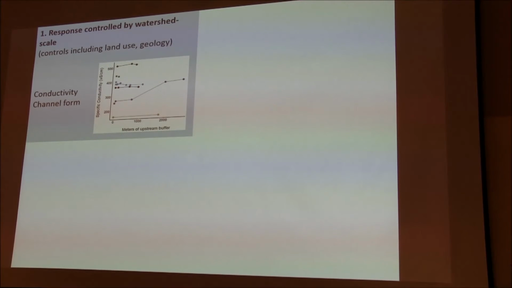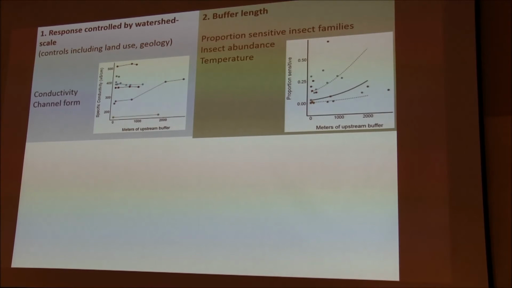So to pull some of this together, I did see different modes of response depending on the indicator that I was looking for in the streams, indicating that these different scales of management are all really important at these sites. I saw some metrics that really did not respond to the intervention and seemed to be controlled by the watershed scale. So the scale that they're working at is not affecting these responses. I saw some that did seem to really respond to buffer length. So proportion sensitive families, abundance, and temperature all were responding to greater buffer length and greater extensive shading.